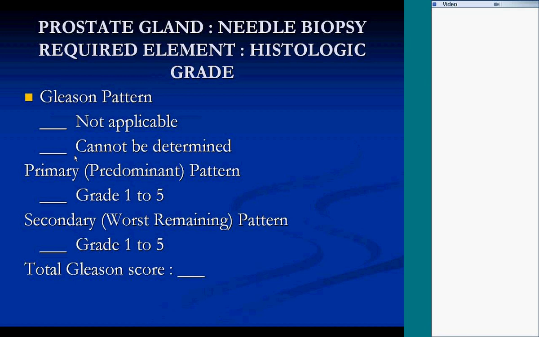One should assign a primary predominant pattern grade 1 to 5, and then a secondary pattern as also 1 to 5. And we'll talk about tertiary patterns in just a second to arrive at a Gleason score.